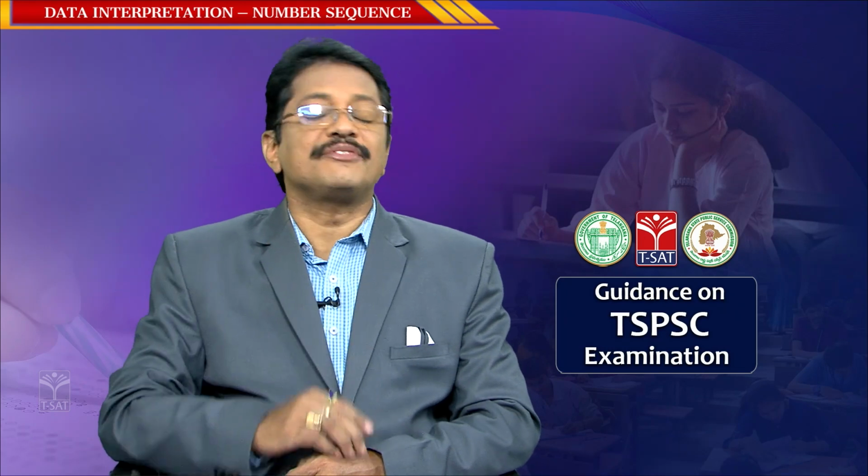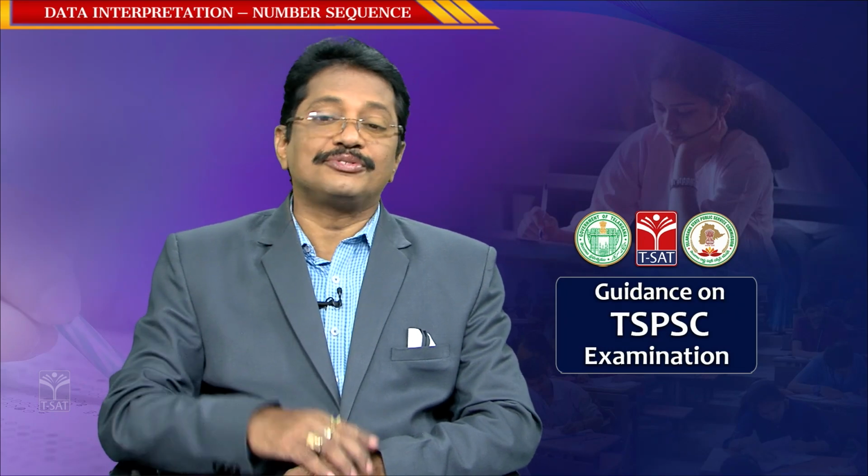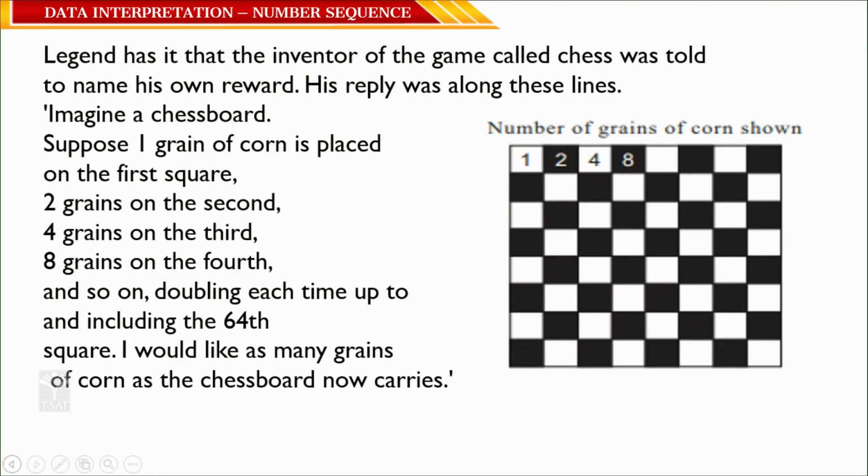There are 64 squares. Whatever quantity of grains comes for 64 squares, please provide me that, he said. The king simply feels that this is not much, maybe one bag or 2 bags. Now see, I have written the story here.